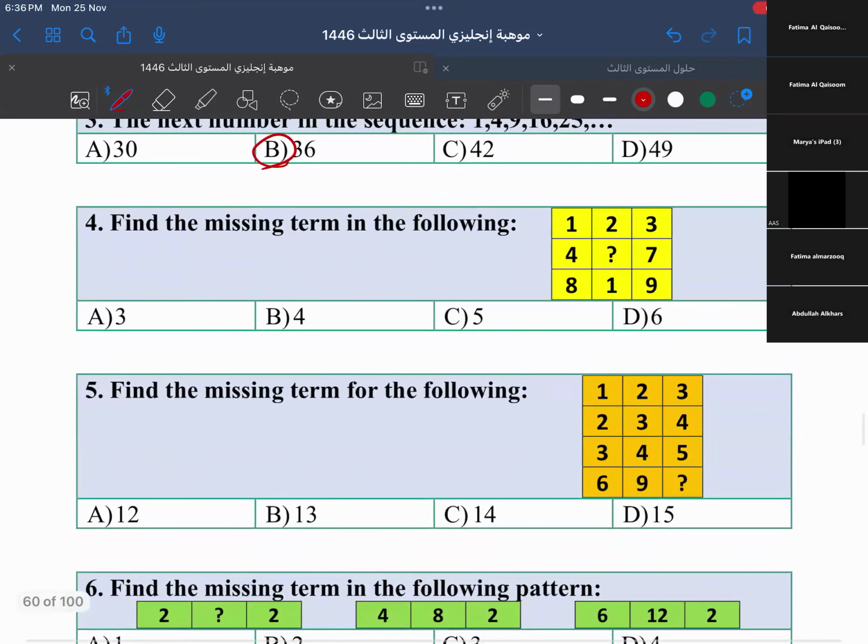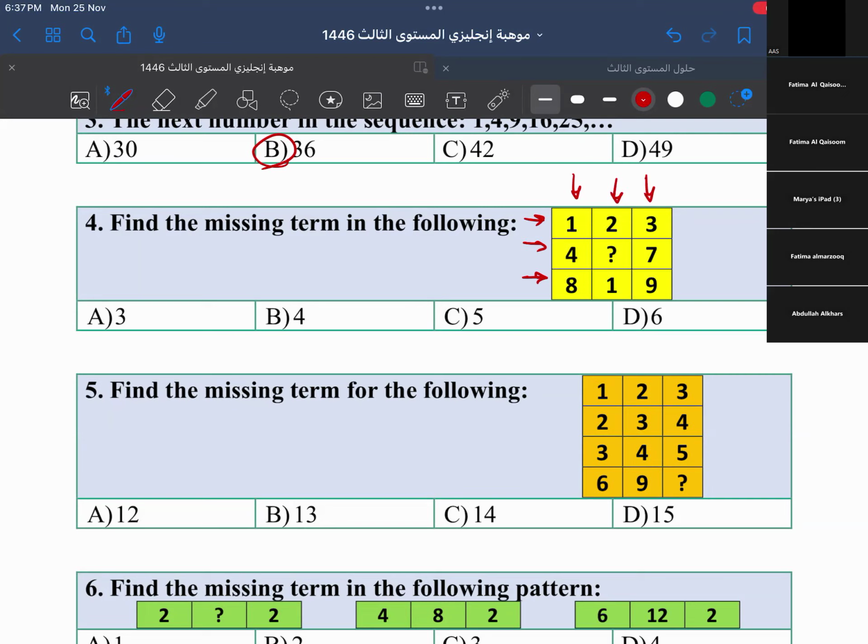Question 4. Find the missing term in the following. Here we have the numbers arranged in squares. The easiest way to find the pattern in this arrangement is to first look at the rows. Is there a pattern that is repeated in each row, or in the columns? Is there a pattern repeated in each column?